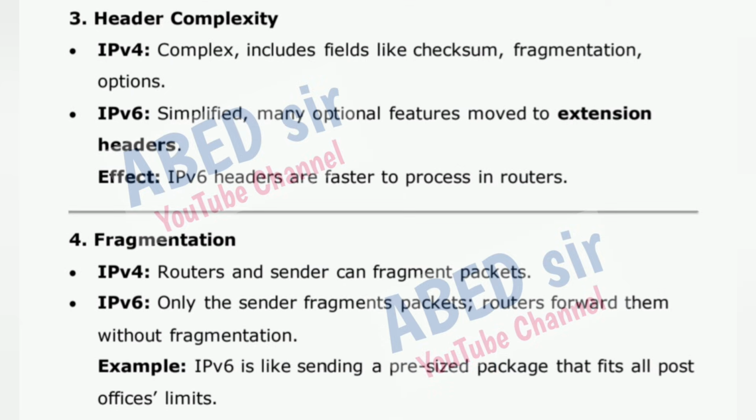IPv4, complex, includes fields like checksum, fragmentation options. IPv6, simplified, many optional features moved to extension headers. Effect, IPv6 headers are faster to process in routers. 4. Fragmentation. IPv4, routers and sender can fragment packets. IPv6, only the sender fragments packets, routers forward them without fragmentation. Example, IPv6 is like sending a pre-sized package that fits all post offices' limits.